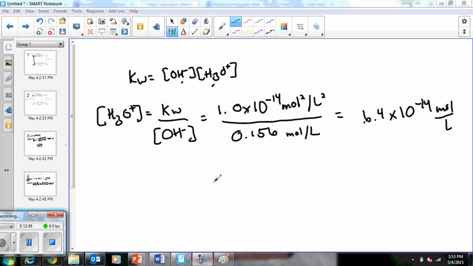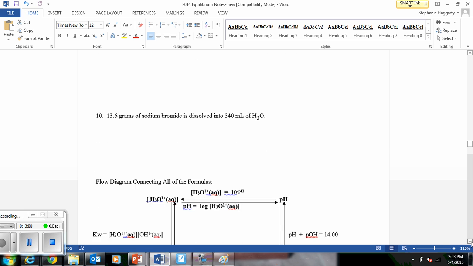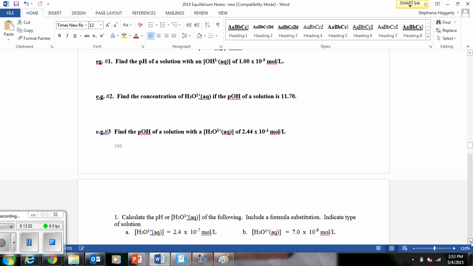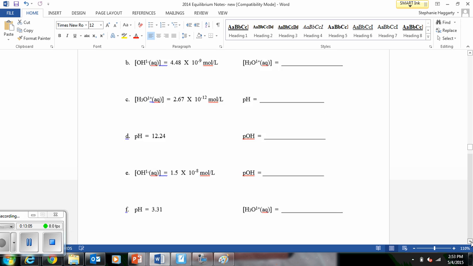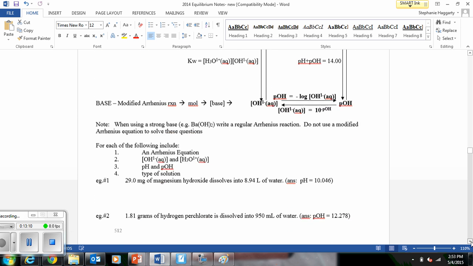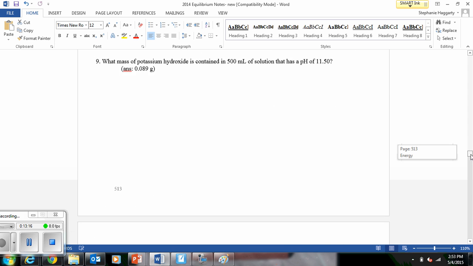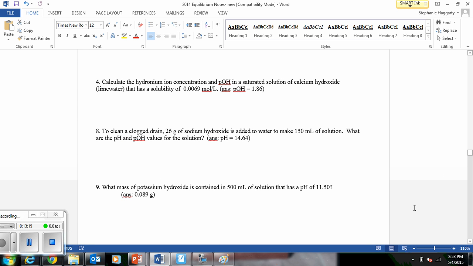So for the remainder of the period, there's lots of practice questions that I'm going to get you to work on, all the way up to the end of page 512. So some of this is review from Chem 20, some of this is new where we're using the Kw value. That flowchart is in your workbooks if you want to refer back to it. And then you're going to complete these questions. So up to the end of this page here. So page 513, sorry. Page 513, number 9. So complete up to number 9 on page 513. And then we'll check them and go through them on the next day's lesson.